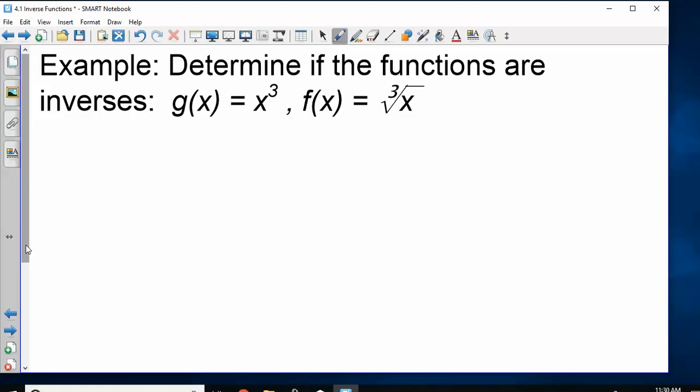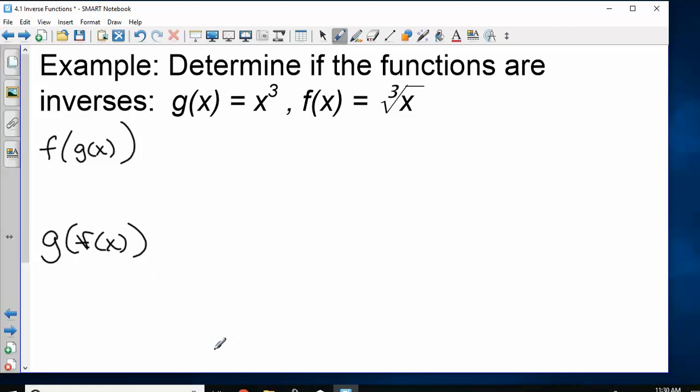So this is only one way of figuring it out, but we could do the composition. If they're inverses, they should cancel each other. So we can do F composed with G and G composed with F. And what answer do I want to get back both times? X. If they're inverses, they're going to cancel each other.